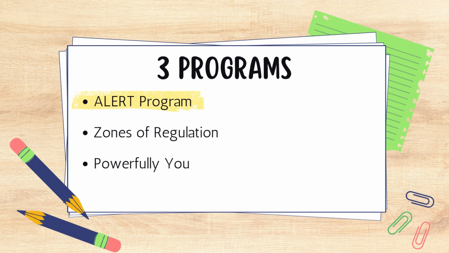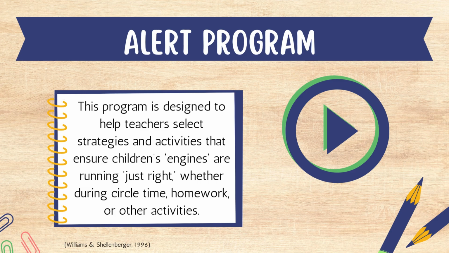The first program I will share with you is called the ALERT program. The ALERT program was created by occupational therapists to help children attain and maintain an optimal state of alertness. This is where our definition of self regulation at the beginning of the training came from. It uses a speedometer visual to ensure children's engines are running just right and also provides a free resource you can provide to families to explain what all this engine talk is about, as students may start to use this language to express themselves at home as well.